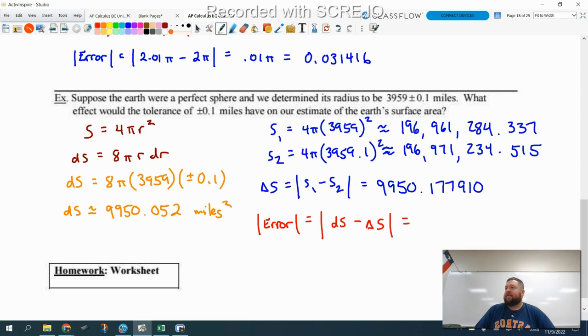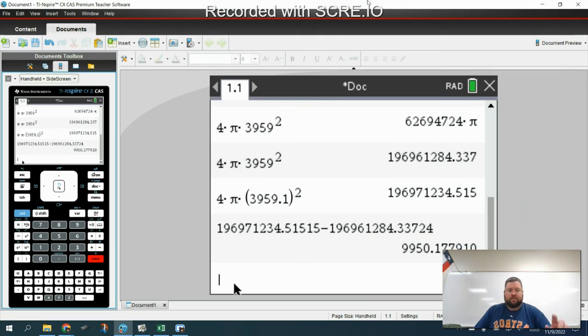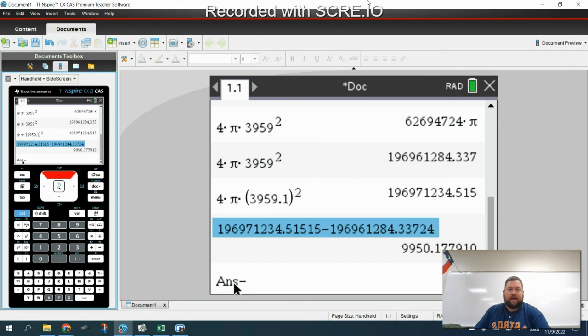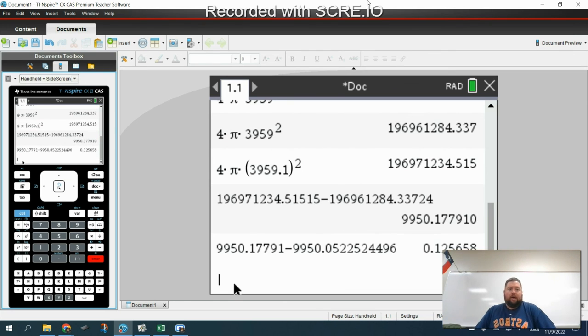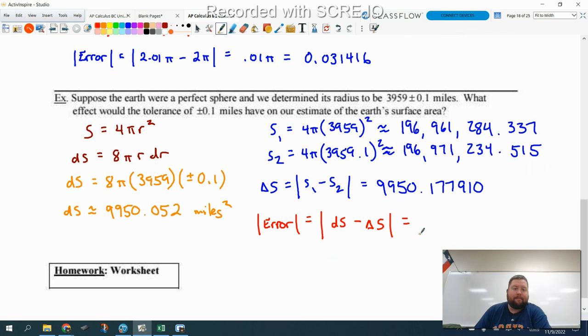All right, so I can take that number I just found, which is delta S, and I can subtract from that the other value up here. There we go. And I get 0.125658. Okay, so again, it is a little bit worse even than our last one. It's off by 0.125, but that's still pretty good, pretty close.